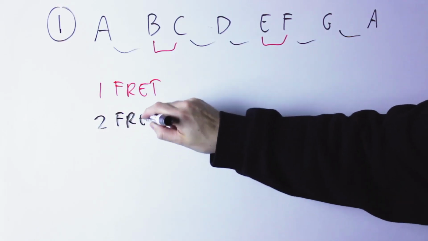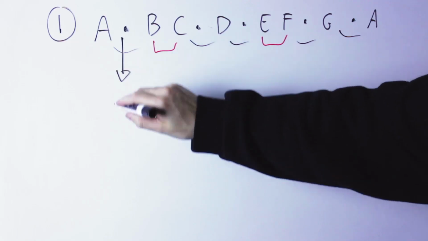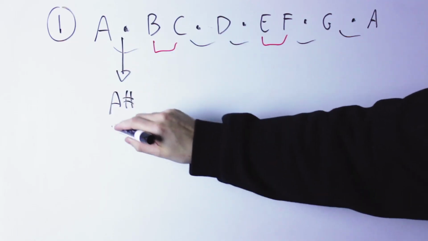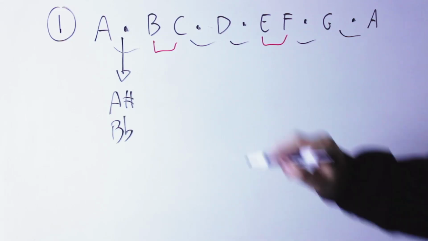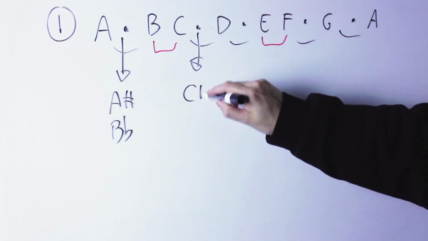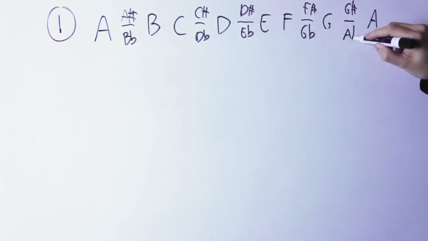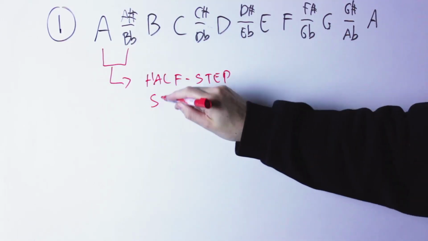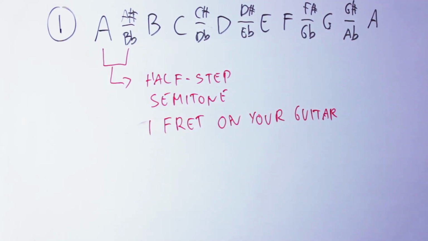Which means that, for instance, between A and B there is another note, and this note can be called either A sharp, meaning 1 higher than A, or B flat, meaning 1 lower than B. The same happens for all the other notes, so for instance the note between C and D is called C sharp or D flat. So now we have a total of 12 notes, and the distance between any two of those notes is called a half step or a semitone, and it corresponds to 1 fret on your guitar.